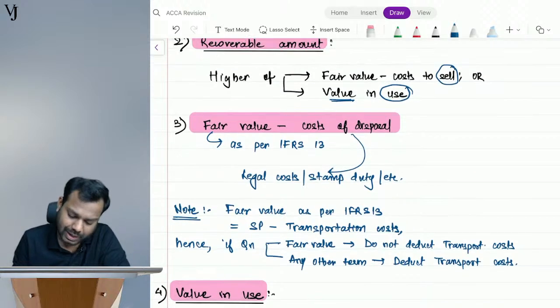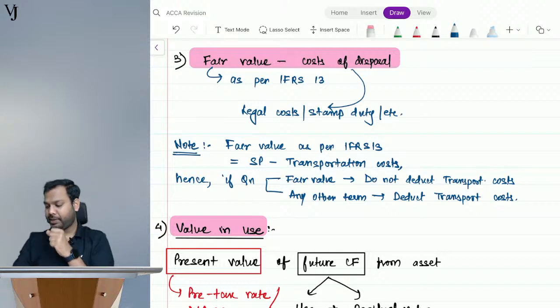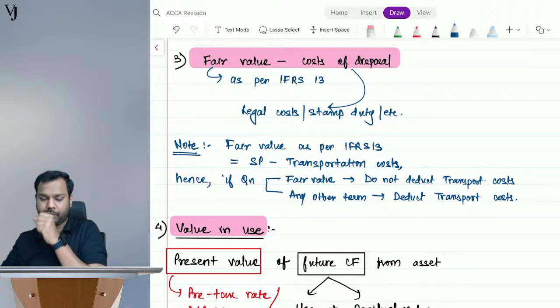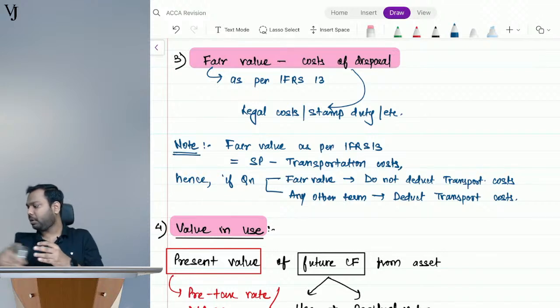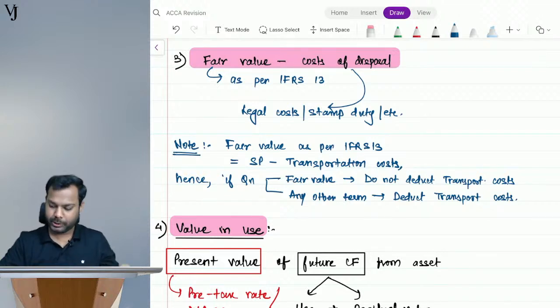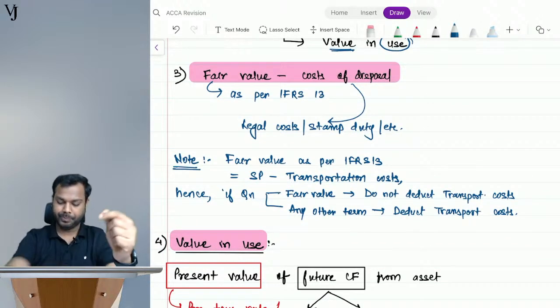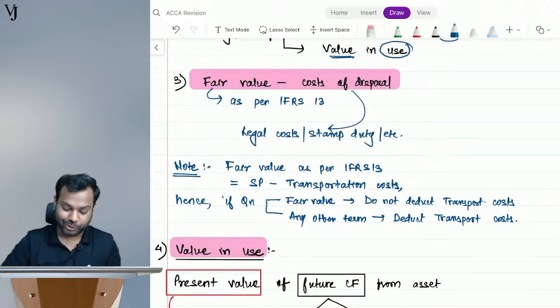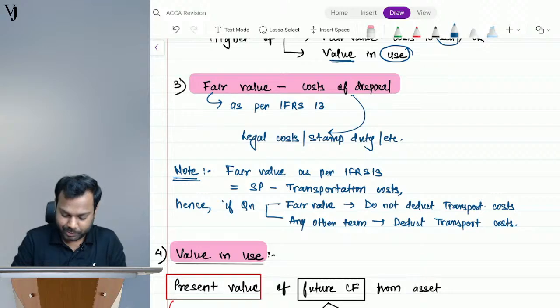Now, let's understand the meaning of fair value less cost of disposal and the value in use separately. One minute, guys. Just a minute, please. Thank you. Having back-to-back classes today, this is my third class today, so a little bit of throat problems.